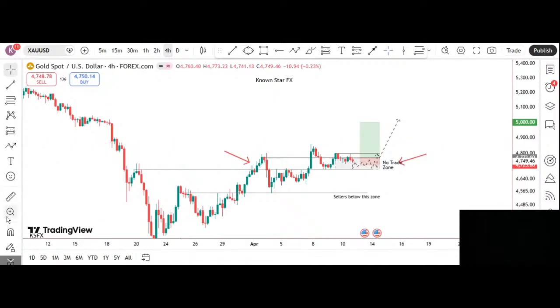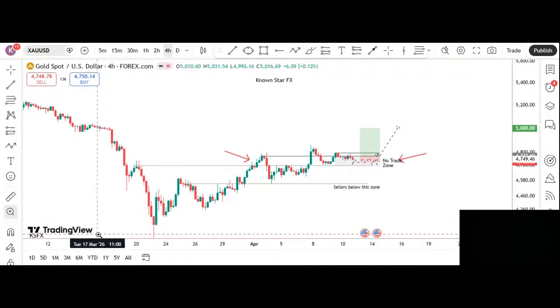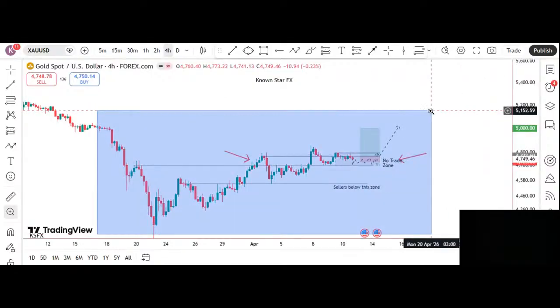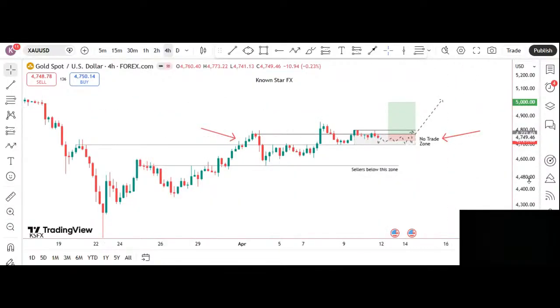After doing the whole analysis, what else do we need to do? Wait, right? We need to learn to actually wait, bro. It's a trading virtue too, to be able to wait. The ability to wait is a trading virtue.